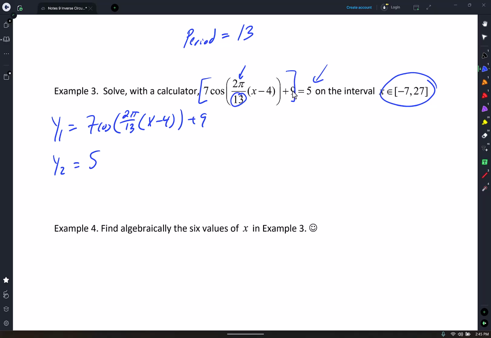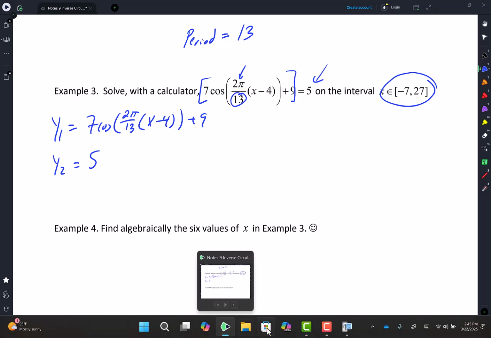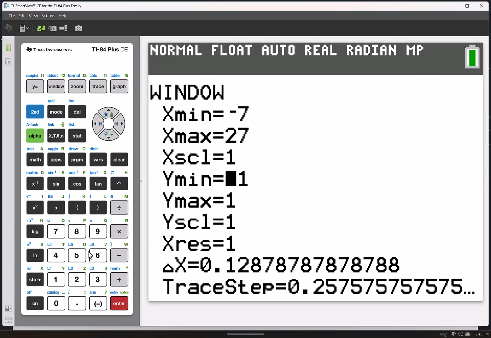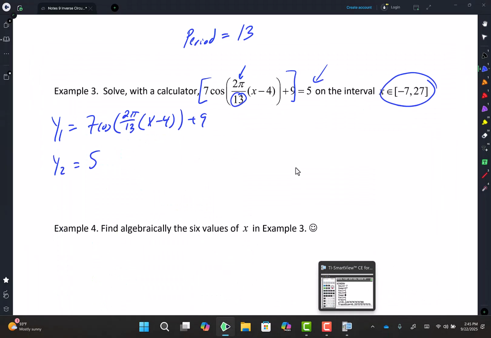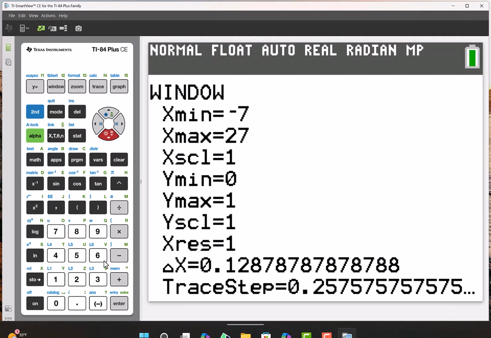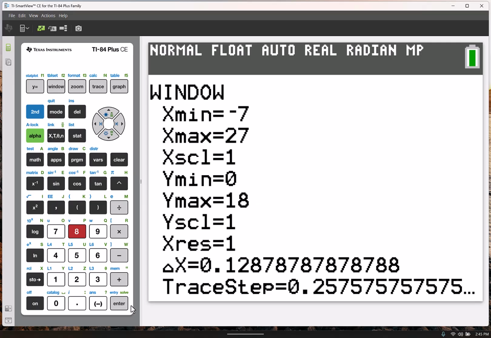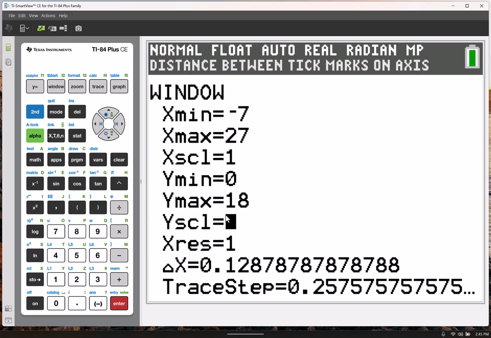That midline is 9, and I'm going to go 7 up, 7 down. What is 9 minus 7? So that's my Y min. If you want to go a little bit below that, that's fine as well. Actually, I'm going to go to 0, and I'm going to make it symmetric. So your Y max: what is 9 plus 7? And I'm going to add another 2 to that, so I'm going to make it 18. All right, here we go. Y scale by 1, that's fine.